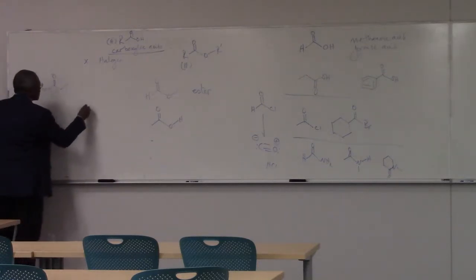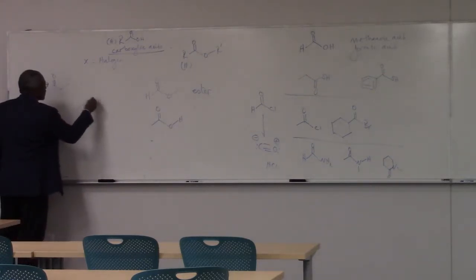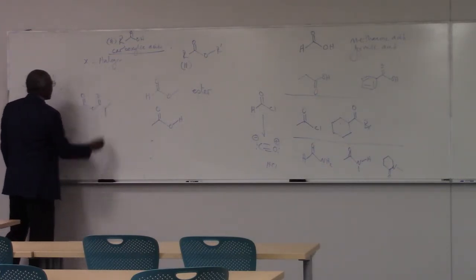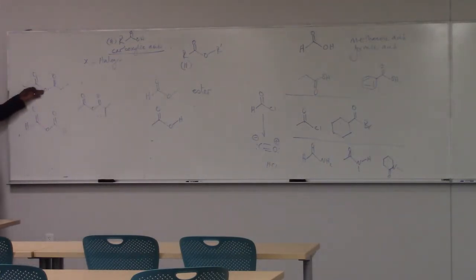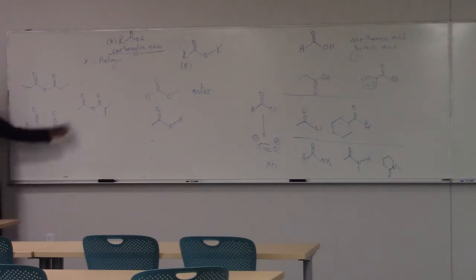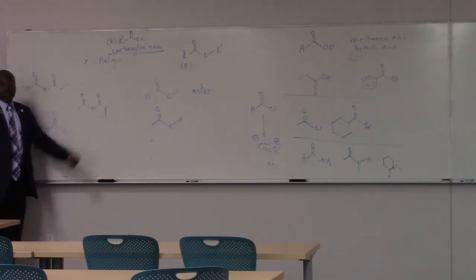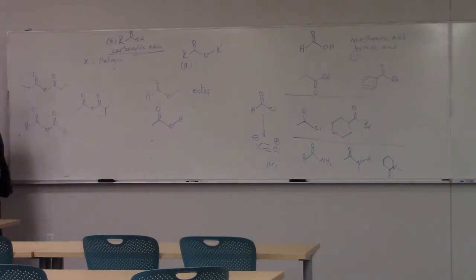But anhydrides can also be what we call mixed anhydrides. So these are what you might call symmetrical anhydrides, because the two R groups are the same. This would be a mixed anhydride because the R groups here are different. Okay? All right.